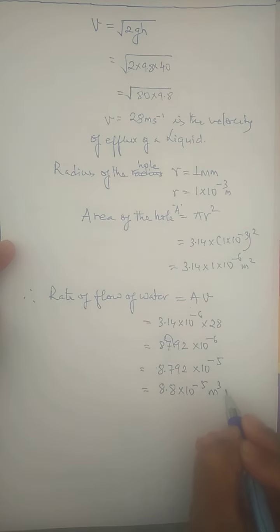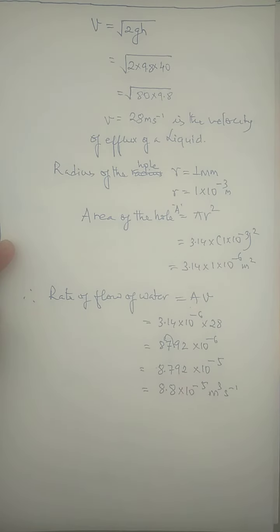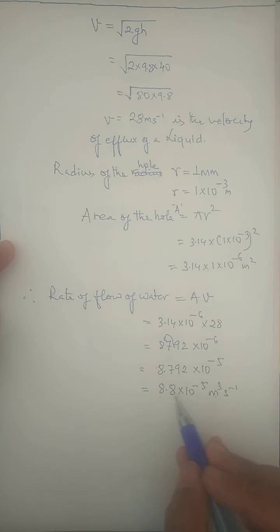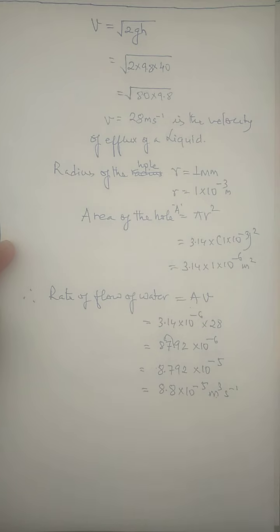And the unit that we can write is meter cube per second, because rate of flow is nothing but the volume flowing per second, and the unit of volume is meter cube, and the time is second. So that's why the rate of flow of water is 8.8 into 10 minus 5 meter cube per second. So this is the solution and the explanation of problem number 2. I have solved one of the important numericals based on calculating the velocity of efflux, and at the same time we calculated the rate of flow of water.